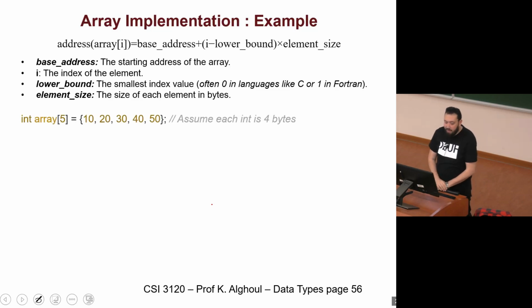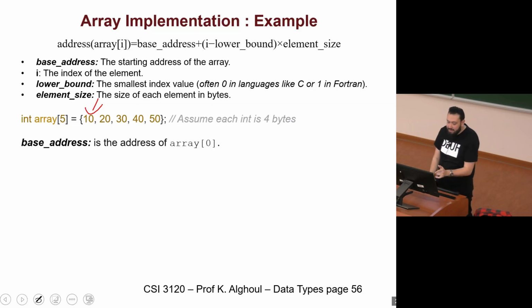I have this array, int array 5, and it has these 5 elements. I want to calculate them. So what's needed from me? What would be the base address? It's the address of the first element. So the address of 10, which is the index 0, but I don't have it. Usually it needs to be passed to you to be able to start calculating. When you initialize an array, usually it also has the base address. So the base address is the address of array 0.